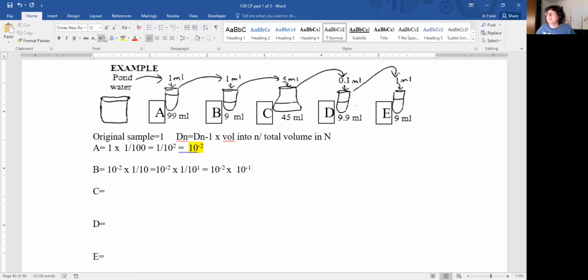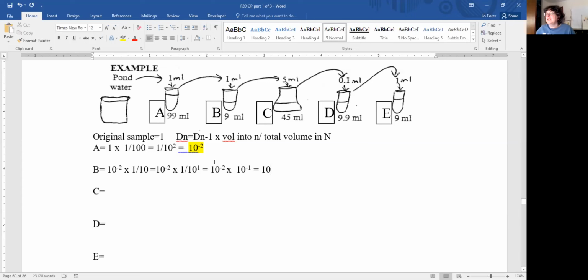Here's one other thing you need to know about working with powers of 10. It's very, very easy to multiply powers of 10. So that's good news in terms of serial dilutions in microbiology, that we like to work with numbers in powers of 10, because if you need to multiply them together, it's a piece of cake. So how do we do that?